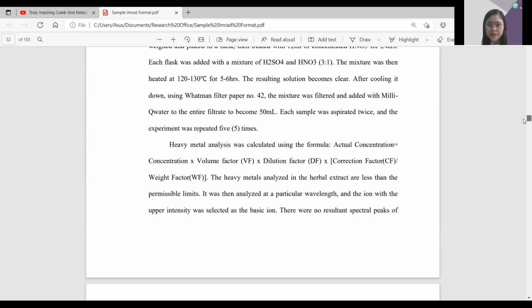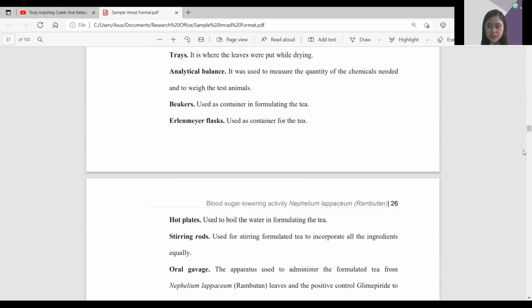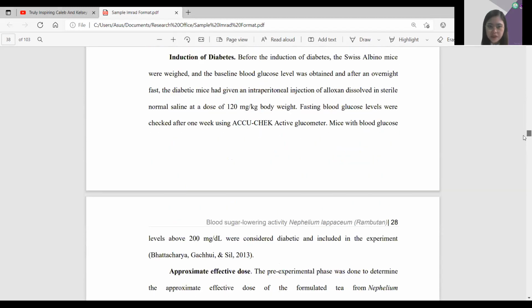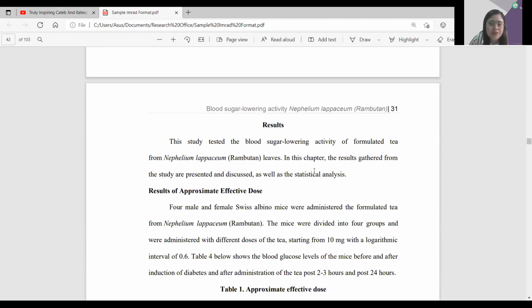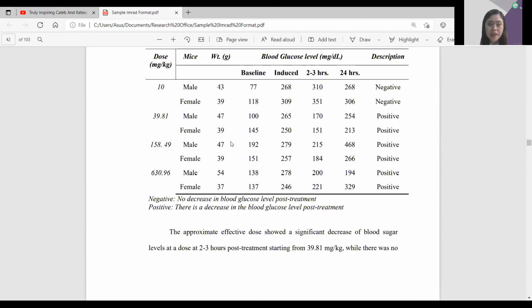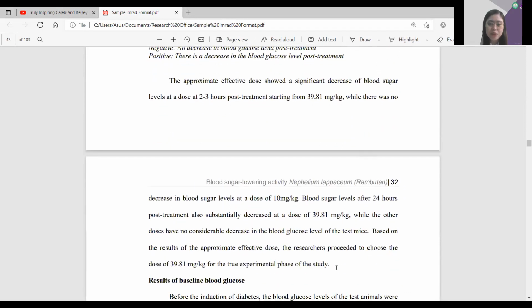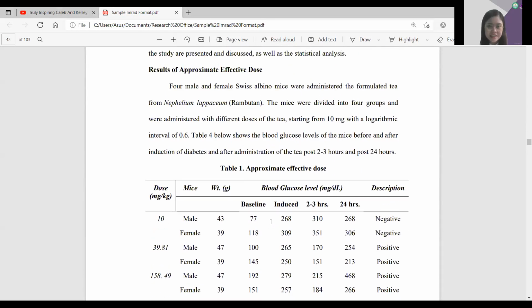Masyadong RRL. Wait lang. Okay, so ito yung methodology nila. Ito yung pag-collect nila ng data. But let's look at the results. Okay, the results are presented in both a tabular numerical table and at the same time a textual presentation. So yan yung ginamit nila in their research.